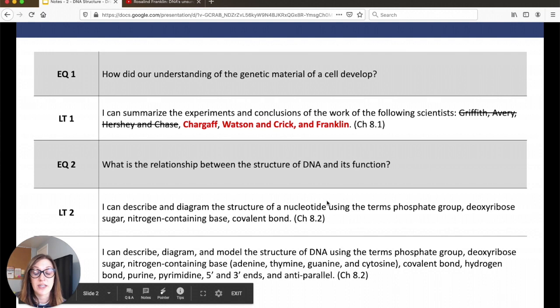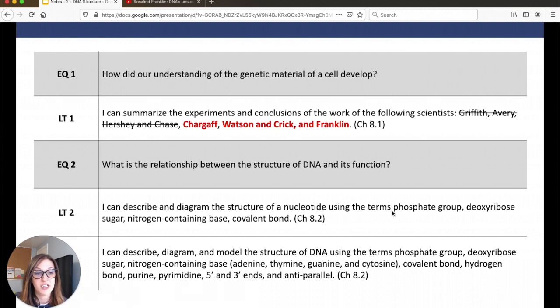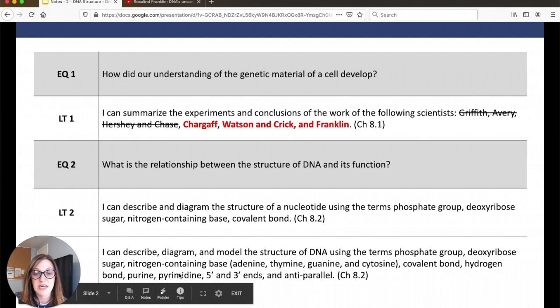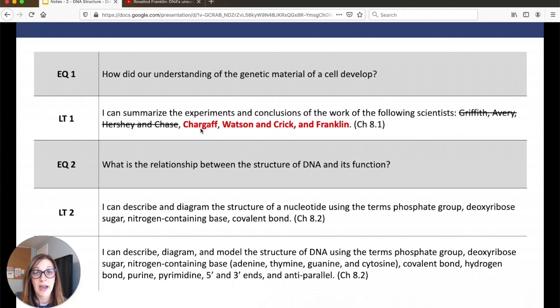We'll be using a lot of terms such as nucleotide, phosphate group, deoxyribose sugar, nitrogen-containing base, covalent bond, and then we'll also be talking about purines, pyrimidines, 5' 3' antiparallel. And you'll also be learning about the scientists including Chargaff, Watson and Crick, and Rosalind Franklin.